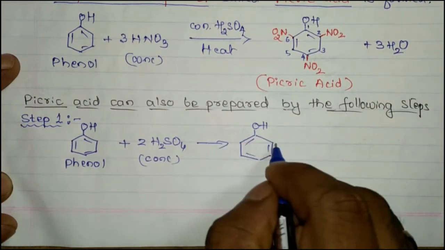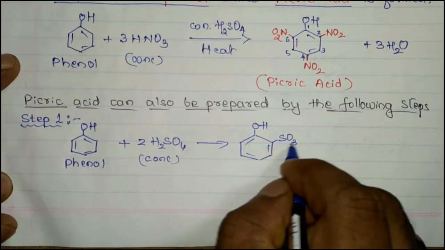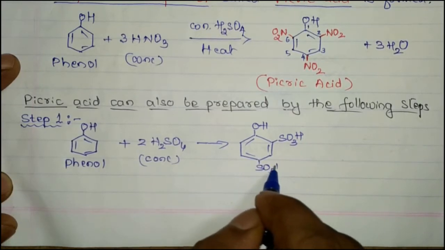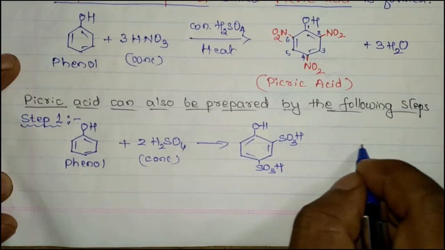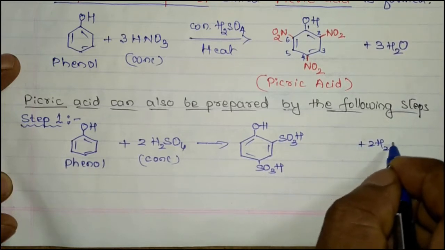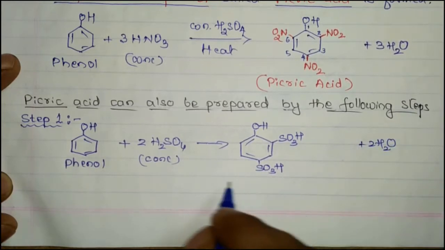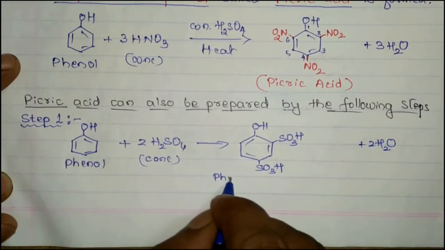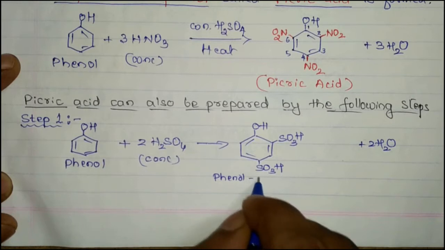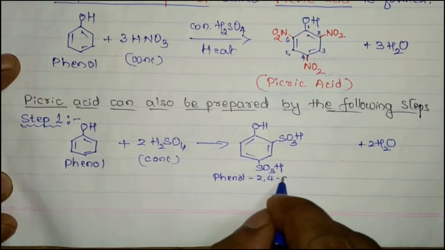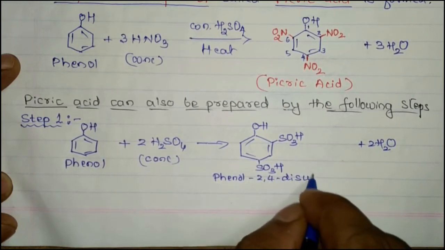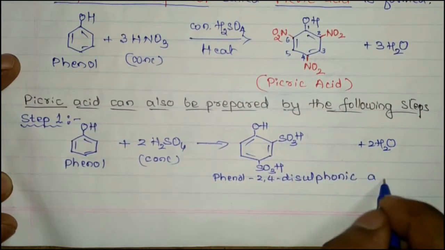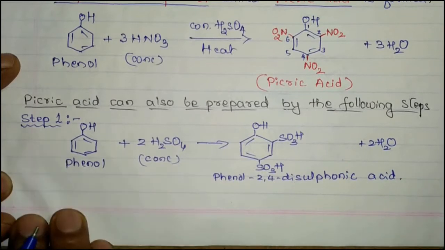Phenol 2,4-disulfonic acid, with SO3H groups, plus 2H2O. This is phenol 2,4-disulfonic acid.